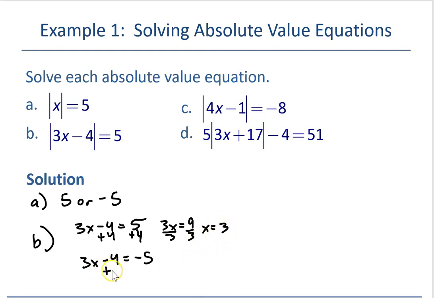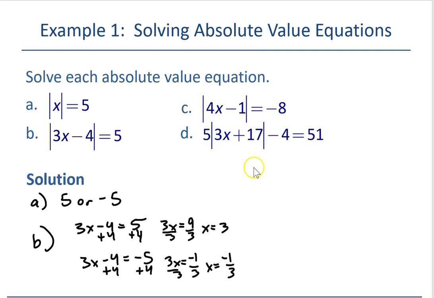Then do the other one. I've got a plus 4 here as well. -5 plus 4 is just going to give me -1, so 3x is equal to -1. Divide by 3, and x can also equal -1/3. So there are both your answers for B. You plug either one of those in and it works just fine. Let's continue on and look at C.